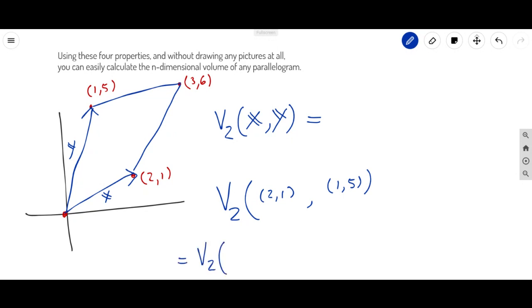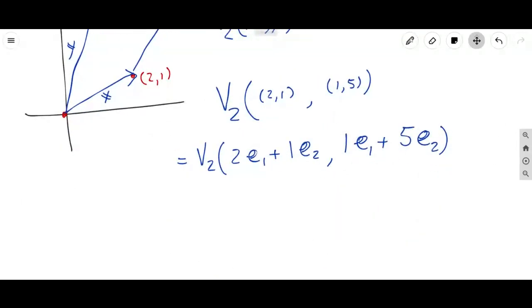So this is v2. If you write this one in terms of the standard basis vectors, this is 2e1 plus 1e2. And now if you write this one in terms of the standard basis vectors, this is going to be 1e1 plus 5e2. Okay, you're going to notice this is quite elegant how everything works out.